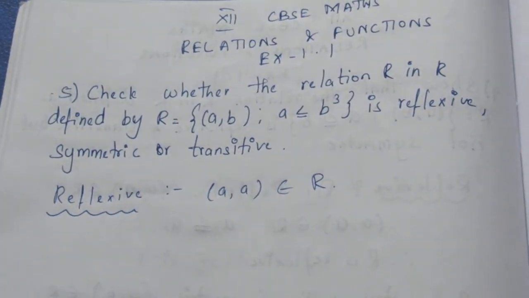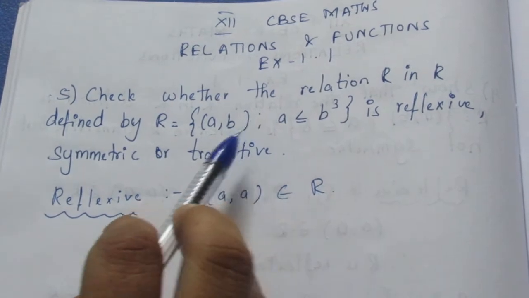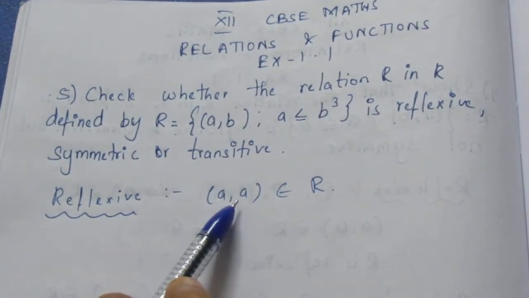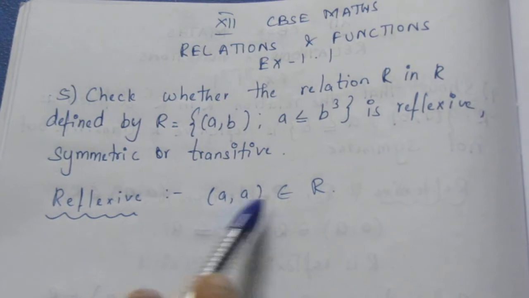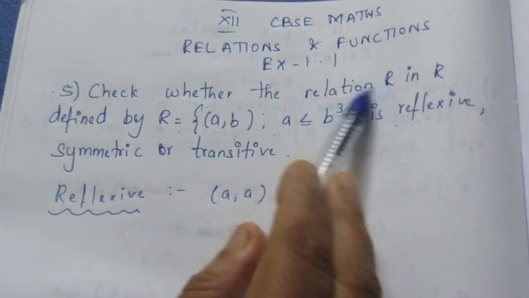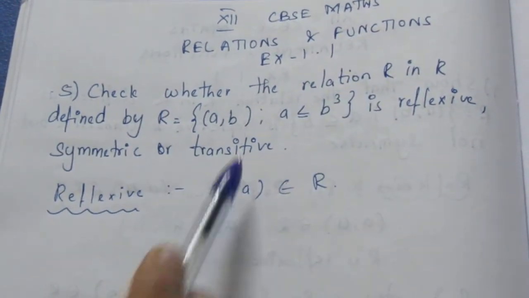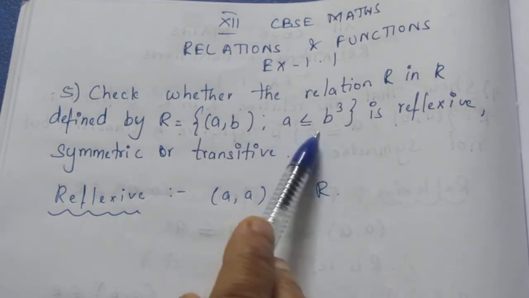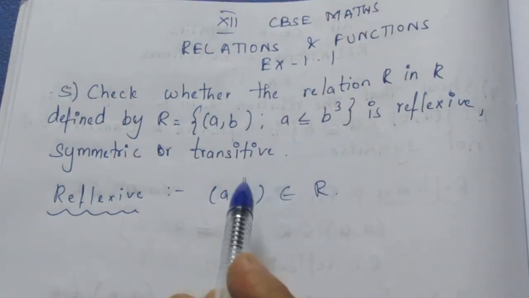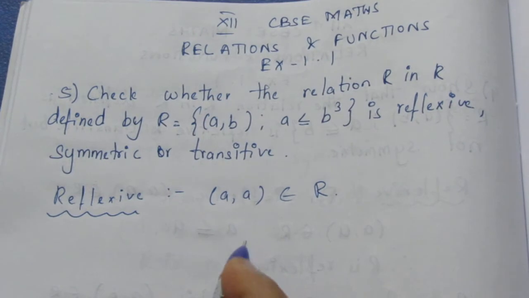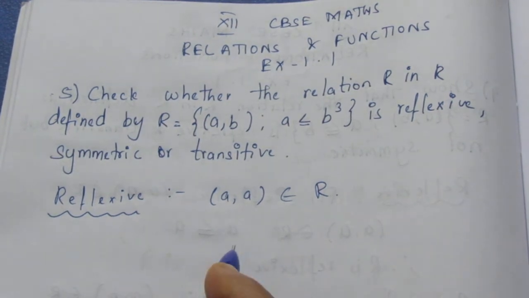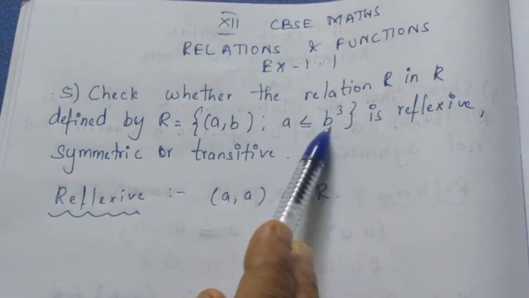Now let me take an example of (a, a). This is not equal for real numbers. As it is a real number, it will not be equal. For integers it will be correct, but for real numbers it will not be correct, because if the denominator is greater than the numerator, then it will not be less than the cube.